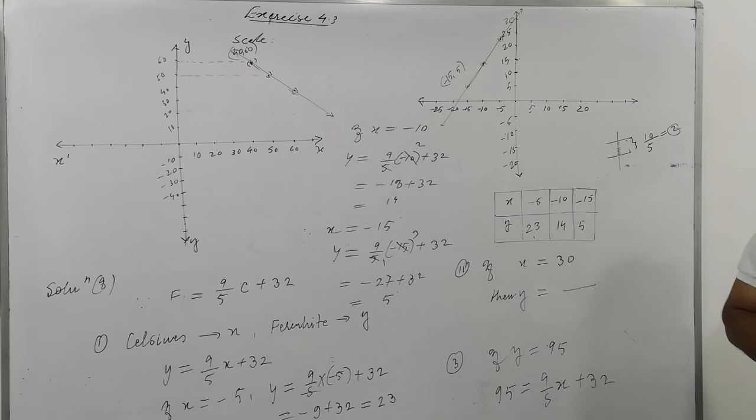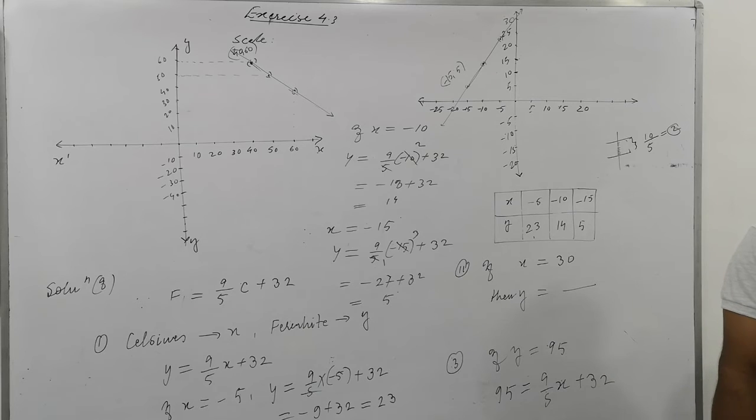What is the next, fourth question? If the temperature is 0 degrees Celsius, then in place of x you will put 0. If the temperature is 0 degrees Fahrenheit, then what is it in Celsius? Means x is 0 you will put, and y is 0 you will put. In both cases you need to solve, okay?